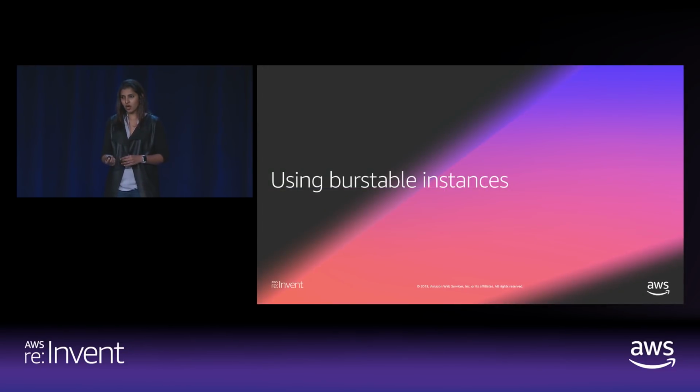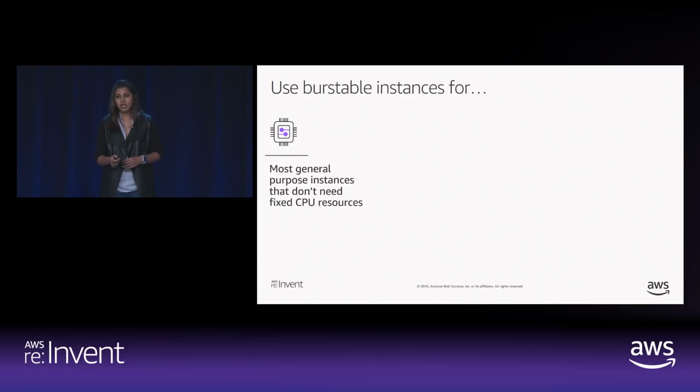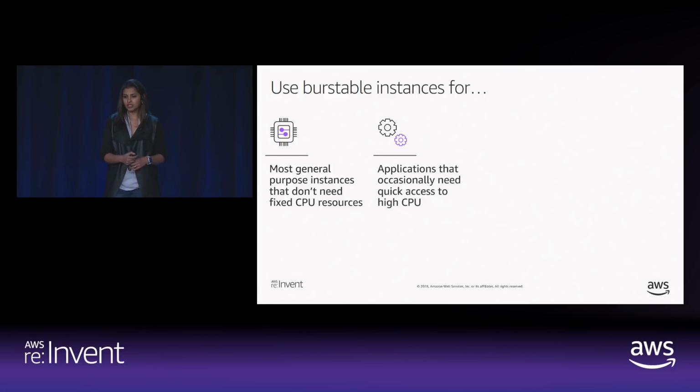So before we go into talking about T3, I just want to go over what type of workloads can benefit from burstable instances. It's good for workloads that don't need fixed CPU resources. It's good for applications that occasionally need quick access to high CPU. So the key thing that we wanted to make sure we got right with the burstable instance is that the instance can react to very small spikes at the scale of microsecond granularity, because otherwise it really doesn't matter what we do with burstable instances.